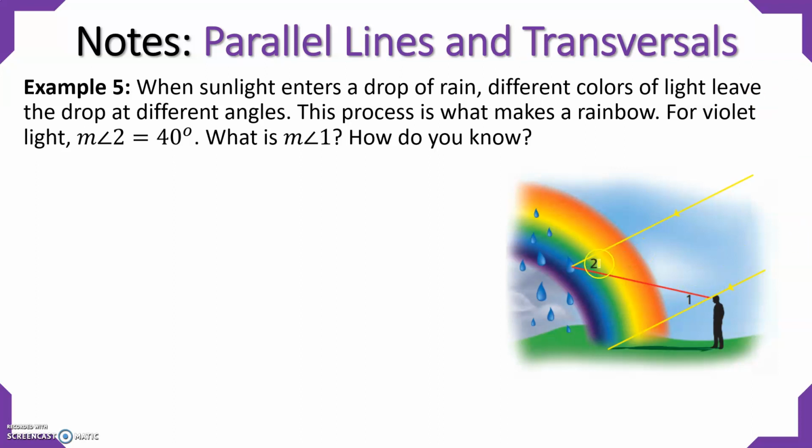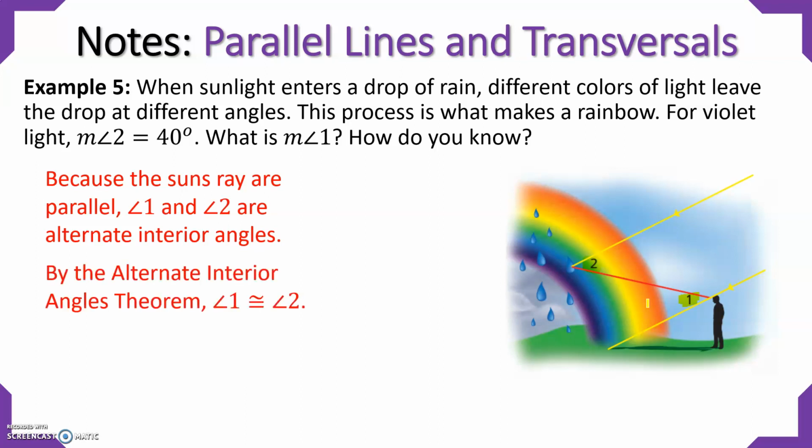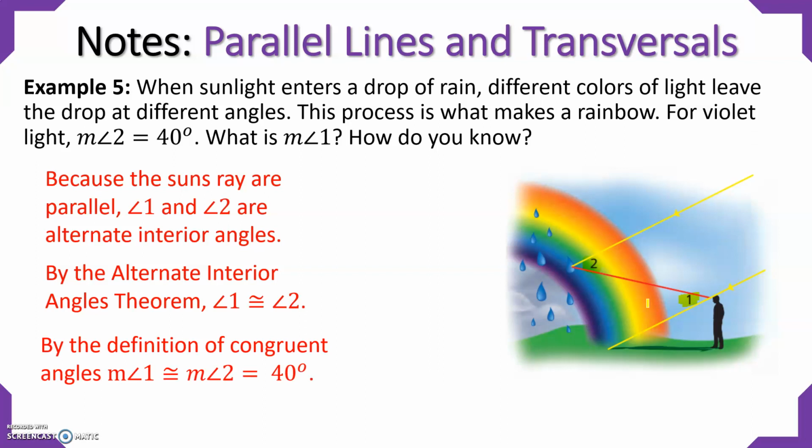Well, looking at the image, we can see that angles 2 and 1 are what we call alternate interior angles. We know that alternate interior angles are congruent. So, because they form alternate interior angles, we know that angle 1 is congruent to angle 2, and thus angle 1 is 40 degrees.